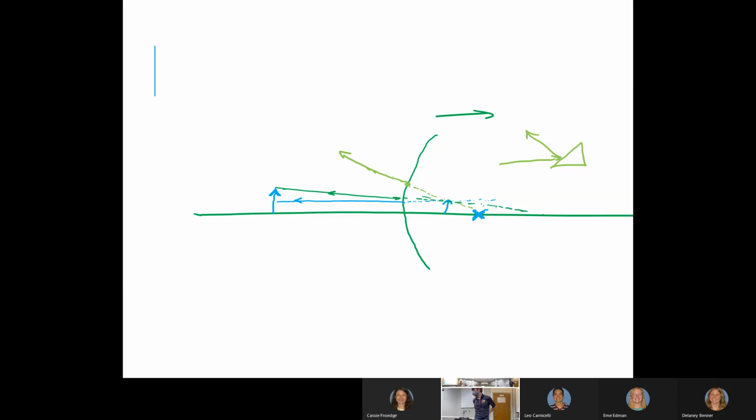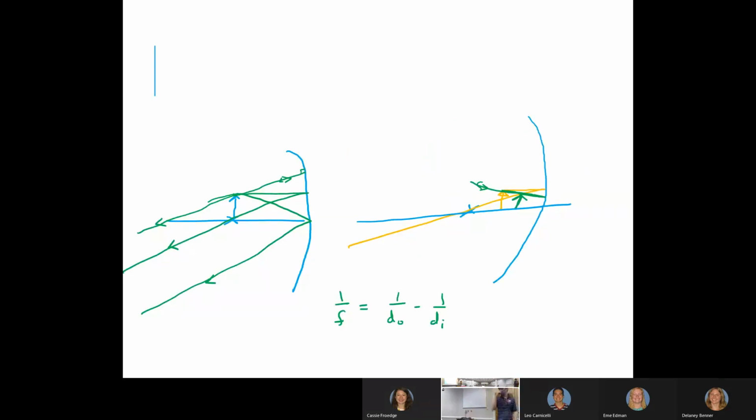The rules basically stay the same. Probably the one big difference about a lens as compared to a mirror: when you're dealing with a mirror, say for example a convex mirror, the object's on this side, the image is also going to be on this side. With a lens, where's the image going to be? Not on this side of the lens, but on that side. Yeah. Okay.